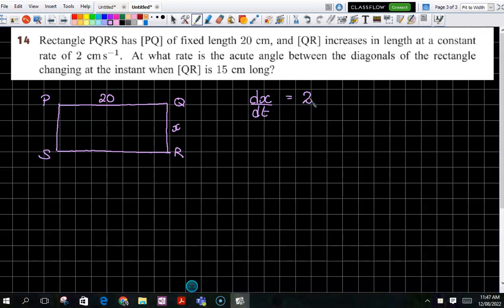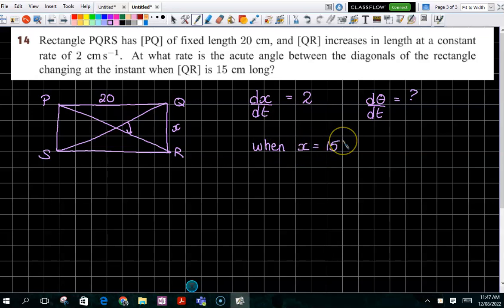Oh, well, I don't have any diagonals, so let's get that happening. So which one's the acute angle? Okay, that one there. So we're trying to get d theta by dt, changing at the instant when x equals 15. Oh, yeah, okay. That's theta.